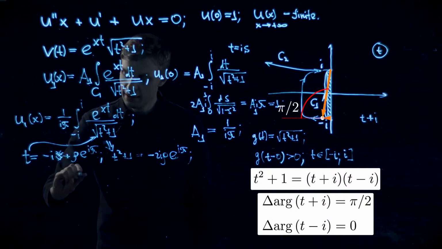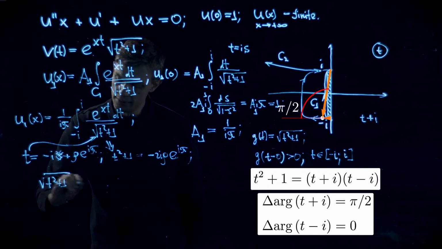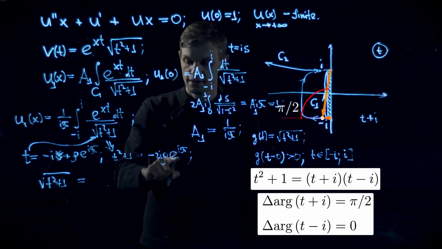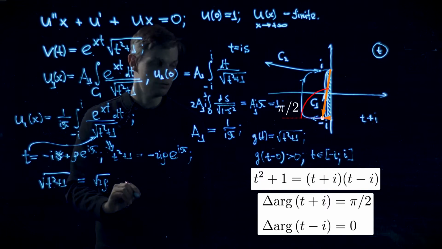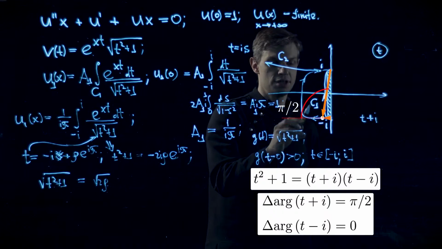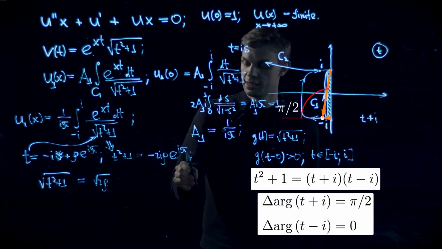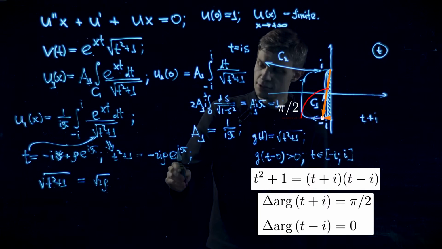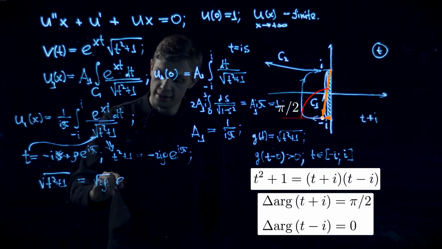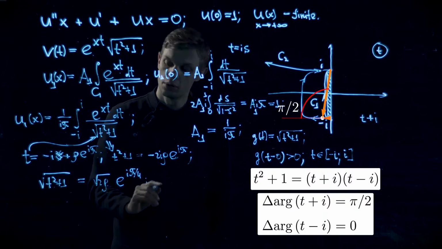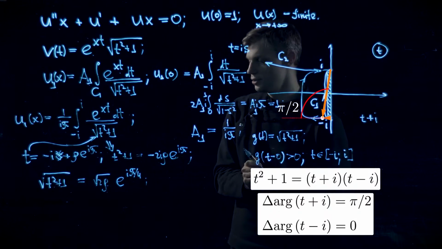So this way, the square root of t squared plus 1 is equal to the modulus of this expression, which is the square root of 2 rho, times the change of the argument. So the change of the argument is pi by 2, right? But there is a square root. So the total change of the argument is only half of pi by 2, so it's pi by 4. So this is the correct value of our multivalued function when we go along this steepest descent direction.